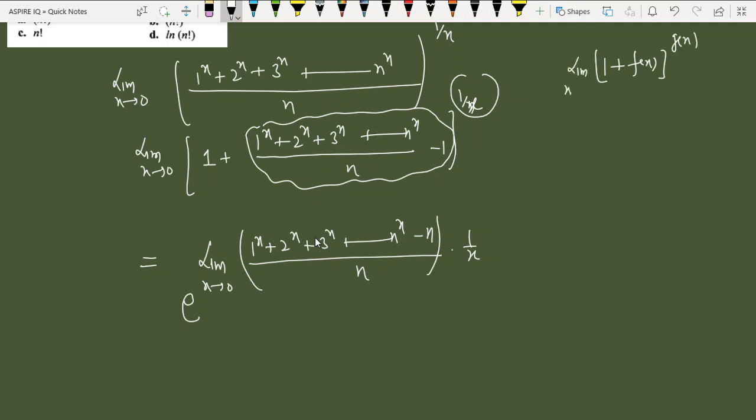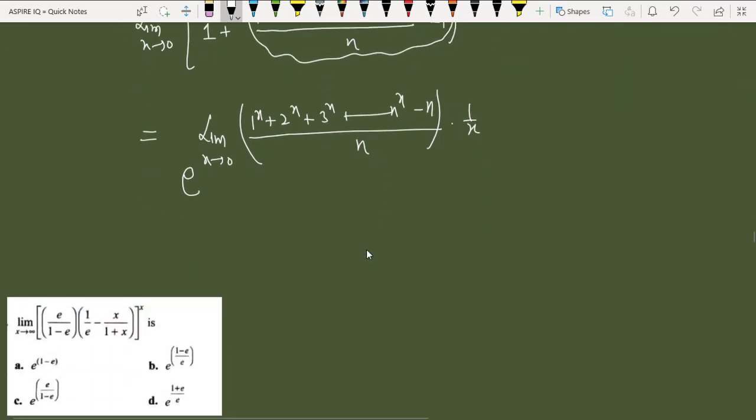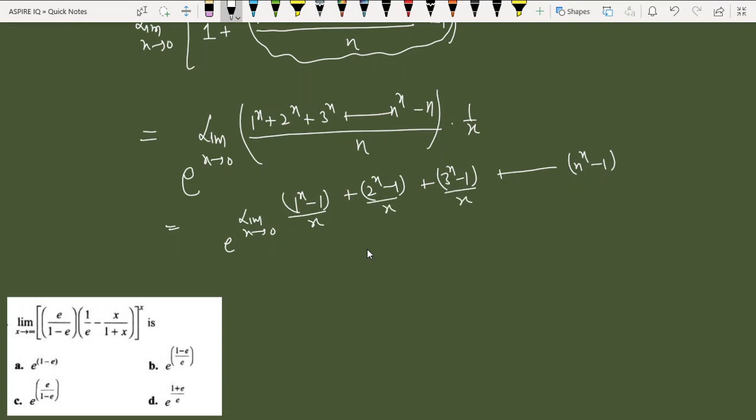If this is a 1 to the power infinity form, you can simply write it down as f(x) into g(x). Now see here: limit x tends to 0, [(1^x - 1) + (2^x - 1) + (3^x - 1) + ... + (n^x - 1)] upon x, and 1 to the power n.